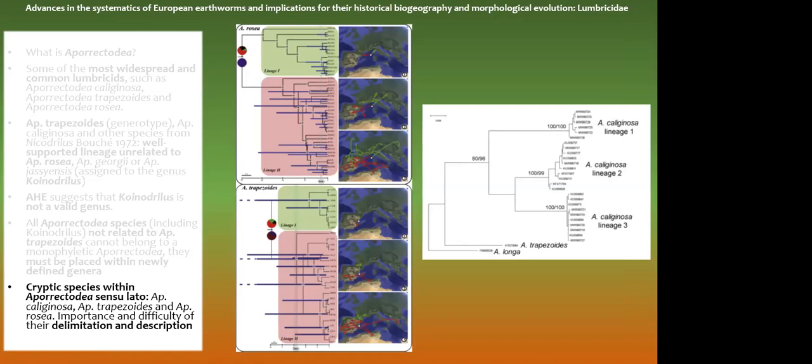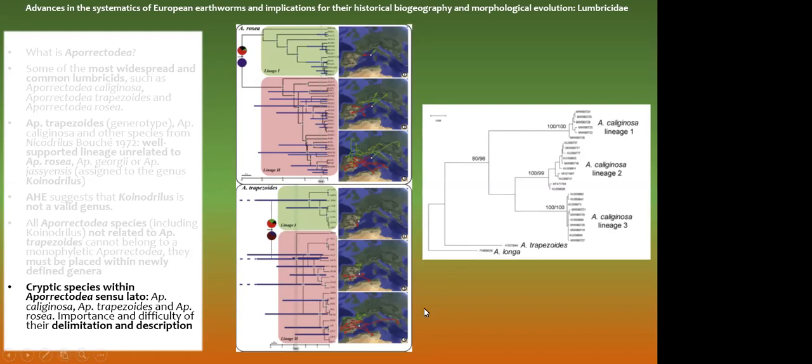We also know, thanks to molecular phylogenetics, that there are cryptic species within Aporrectodea sensu lato, in Aporrectodea caliginosa, in Aporrectodea trapezoides, and in Aporrectodea rosea. Those deeply divergent lineages deserve to be described as different species, and we must do so, because when you do ecological studies and you say, okay, I found Aporrectodea caliginosa, but actually you found 3 different species, you are getting wrong results. Or if you do a test with a chemical and you say, oh, Aporrectodea caliginosa appears to be fine, but you use representatives of 3 different species without knowing it, that's a problem.